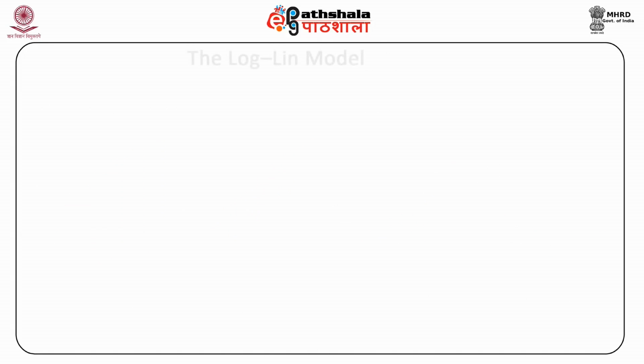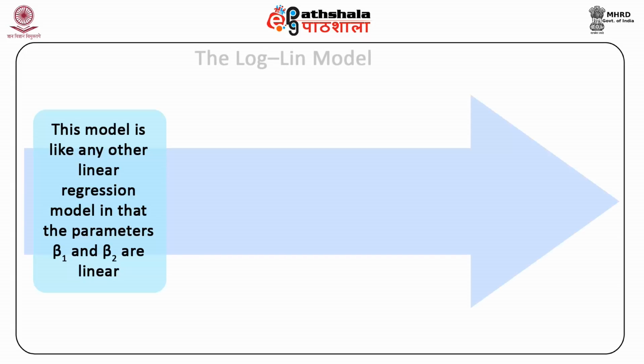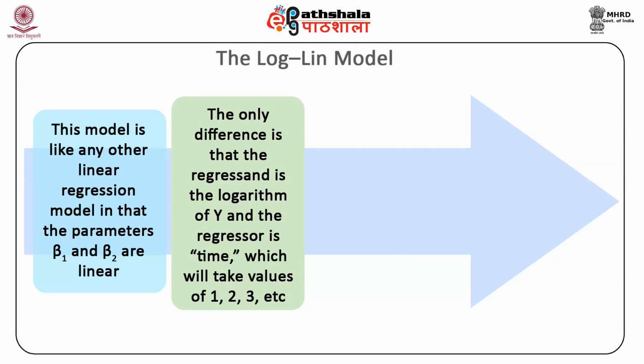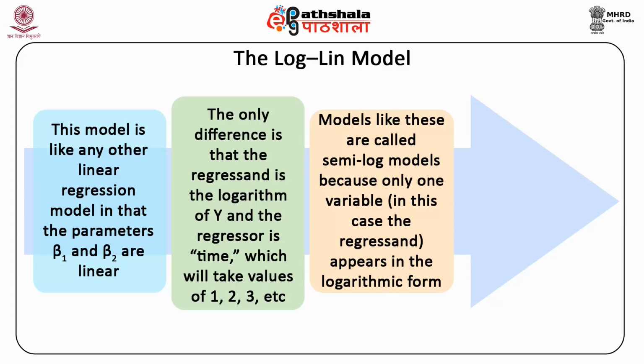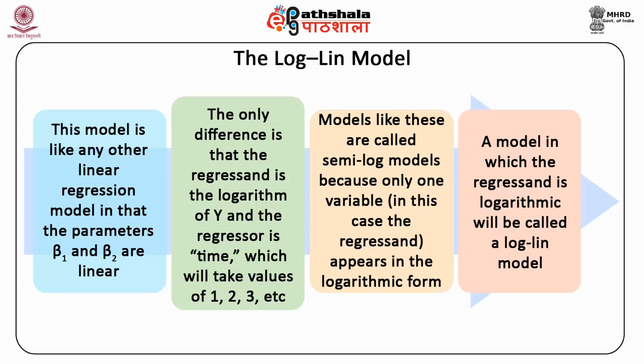The Log-Lin Model. This model is like any other linear regression model in that the parameters beta 1 and beta 2 are linear. The only difference is that the regressant is the logarithm of y and the regressor is time, which will take values of 1, 2, 3, etc. Models like these are called semi-log models because only one variable, in this case the regressant, appears in the logarithm form. A model in which the regressant is logarithmic will be called a Log-Lin model.